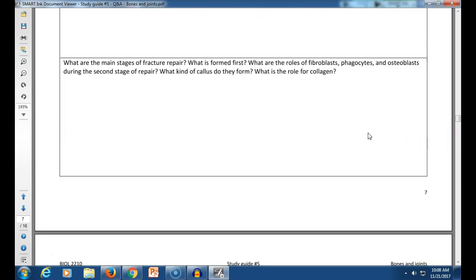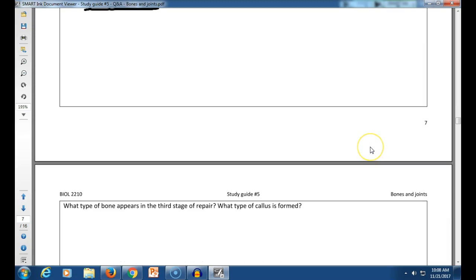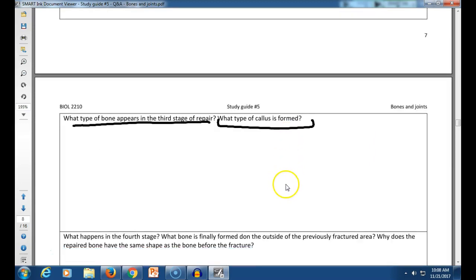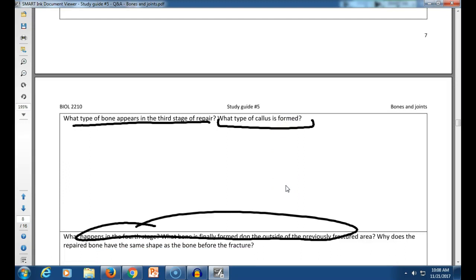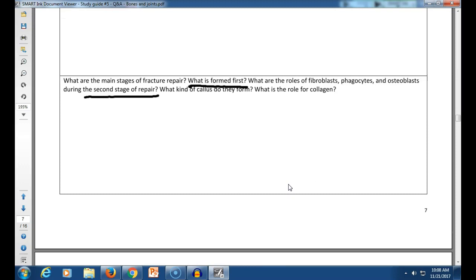Okay. Main stages of fracture repair, what you have to know. We have hematoma. Then we have fibrocartilaginous callus. Then we have bony callus. And then we have normal complete bone. Hematoma is formed because of the blood spillage from the torn blood vessels into the site of the fracture. Fibroblasts, what do they do?